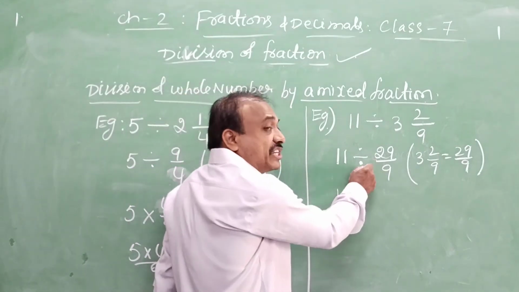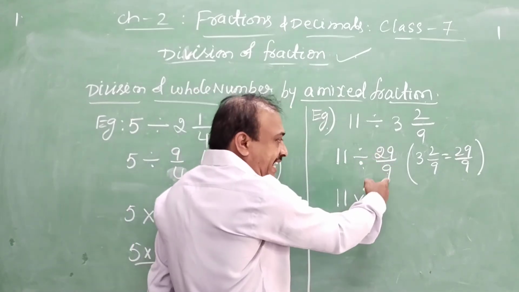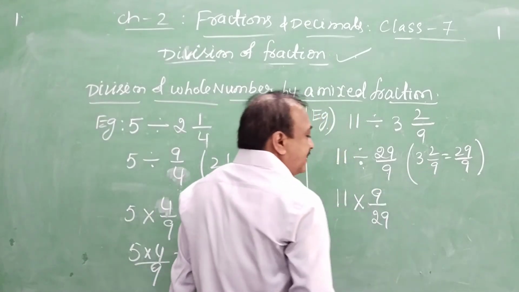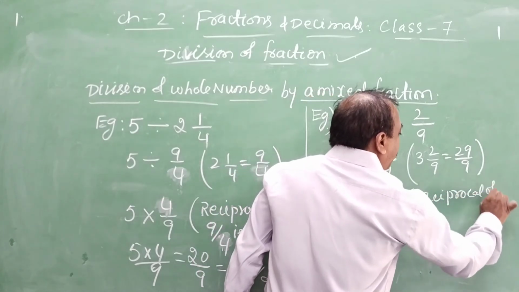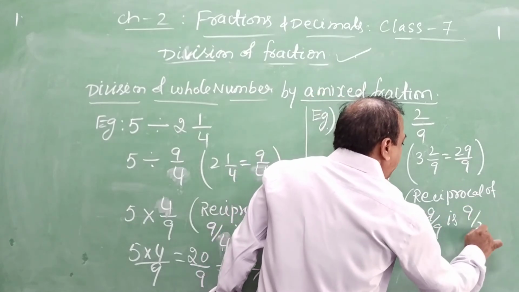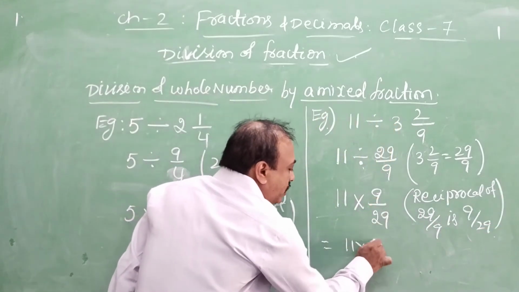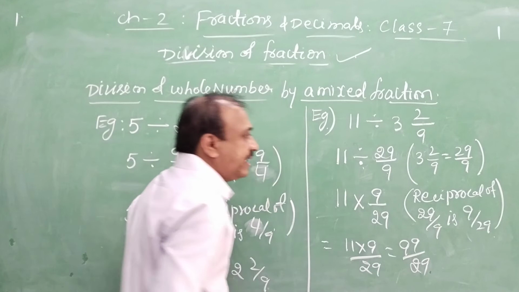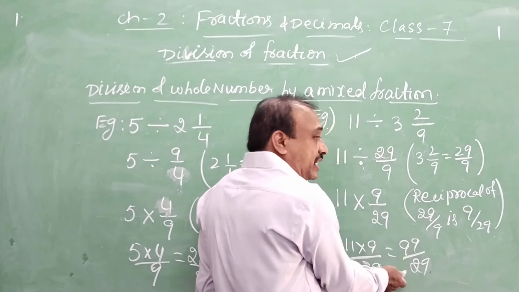So 11, instead of division we do multiplication into the reciprocal of 29 by 9. The reciprocal of 29 by 9 is 9 by 29. Now this is equal to multiplying 11 into 9 and writing the denominator, which gives 99 by 29. Now this improper fraction you can convert into a mixed number.